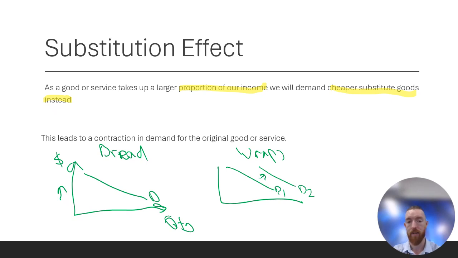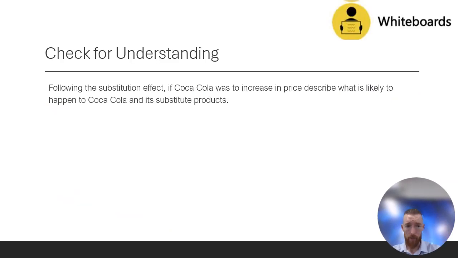So, following the substitution effect, if Coca-Cola was to increase in price, could you describe what is likely to happen to Coca-Cola and its substitute products? I'm going to give you 3 minutes to do this. This would be around a 3-mark question. So what you need to do is describe what is going to happen to the demand for Coca-Cola, and then what is going to happen to demand for substitutes. It should take you about 4 minutes.